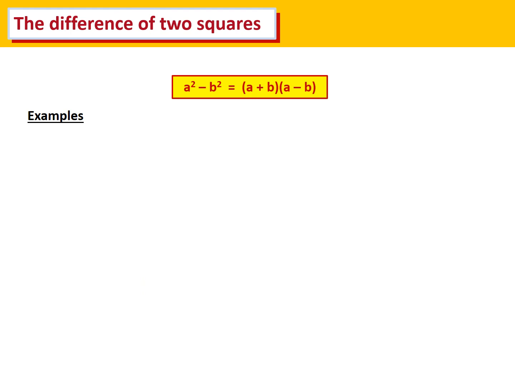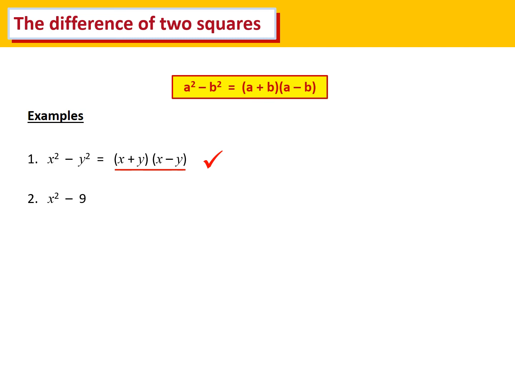So let's try this with some examples. Example 1, x squared subtract y squared. Looking at the yellow box, we should be able to see that we can write that as x plus y times x minus y. In example 2, x squared subtract 9.